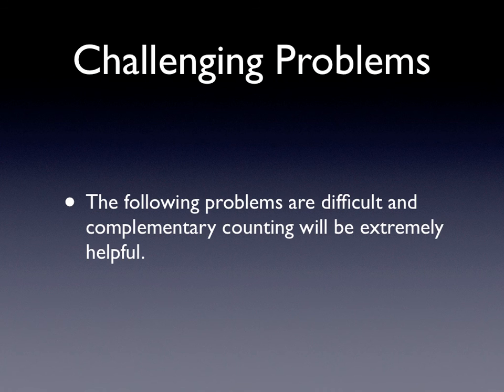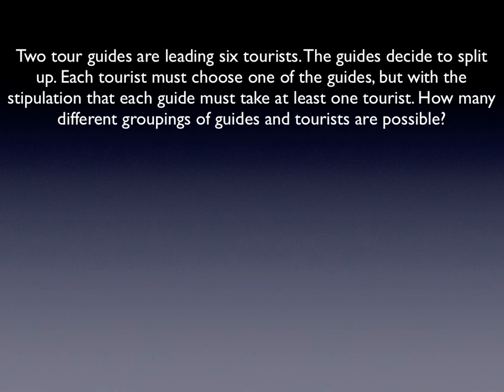Let's go to some challenging problems. These are difficult and complementary counting will be extremely helpful. Question. 2 tour guides are leading 6 tourists. The guides decide to split up. Each tourist must choose one of the guides, but with the stipulation that each guide must take at least one tourist. How many different groupings of guides and tourists are possible?